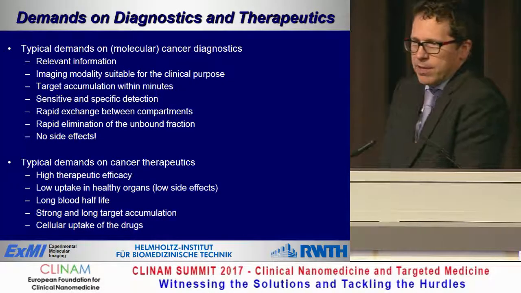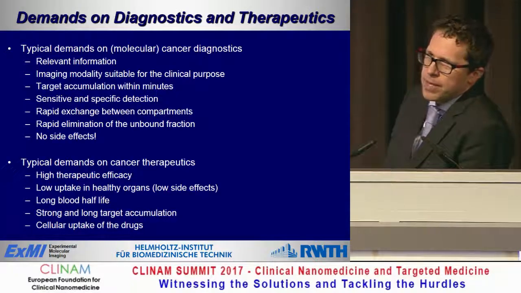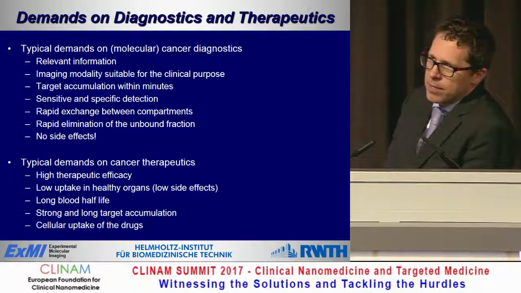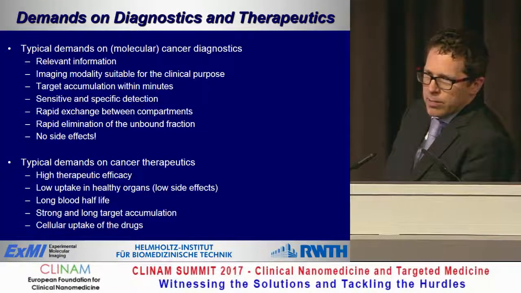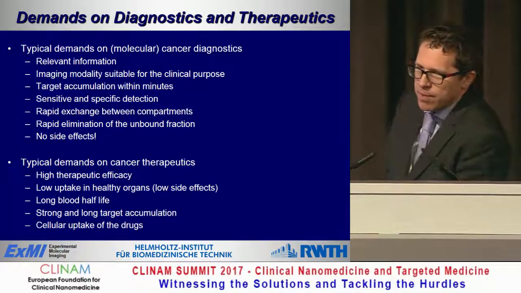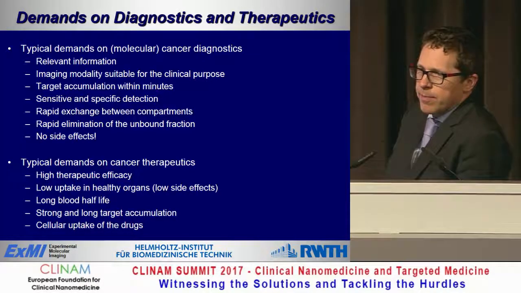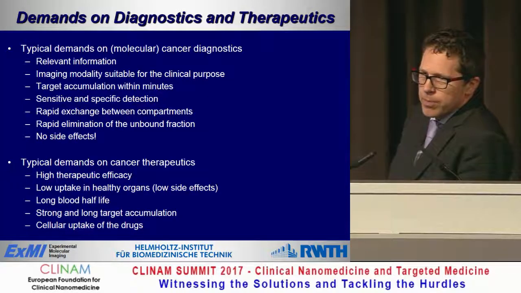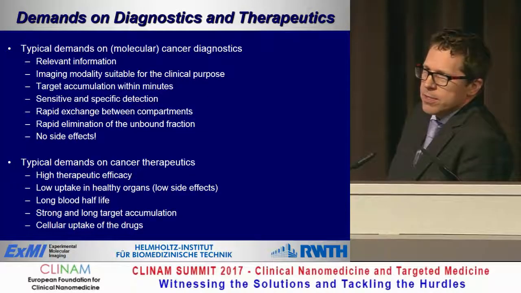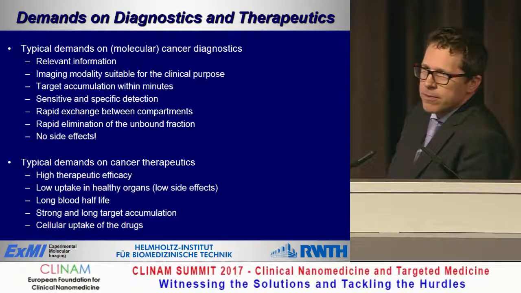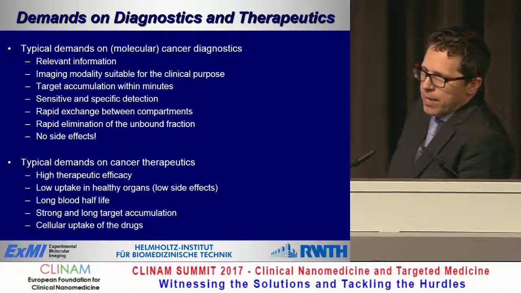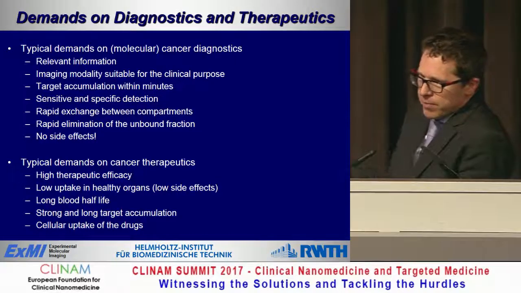The next point is that we really need sensitive and specific detection. If we talk about targeted diagnostics, for example, we have to consider that we don't want to see the drug or the diagnostic at the end. We want to get information about the degree of receptor expression. And this also demands having a very rapid exchange between compartments, a very rapid elimination of the unbound fraction from the blood and from the body. And of course, if we talk about diagnostics, it must be ensured that there are no side effects. I don't talk about low side effects, I talk about no side effects, because we are also treating healthy subjects, and they have to have a life expectancy which is quite normal over several decades of years.